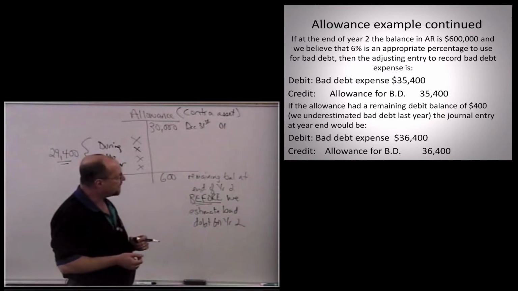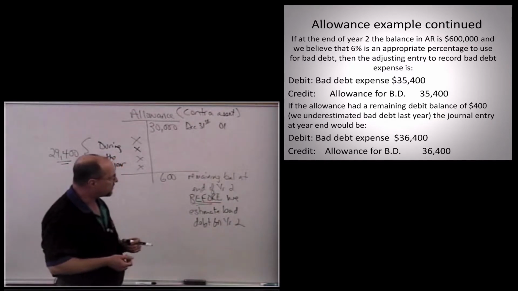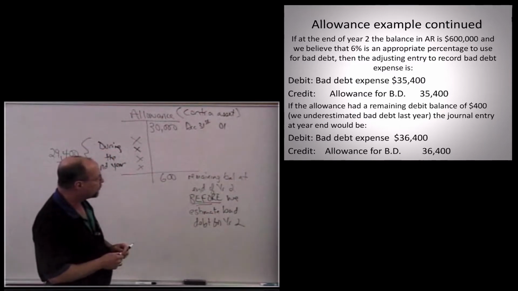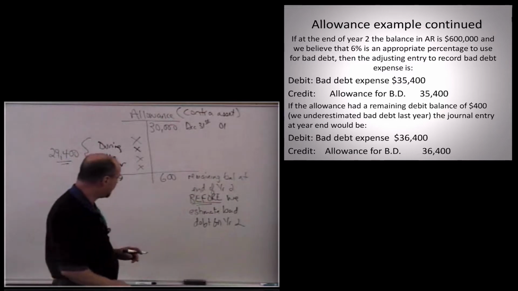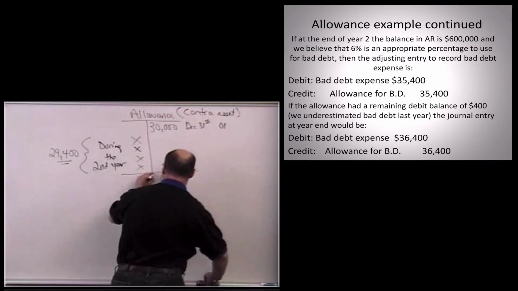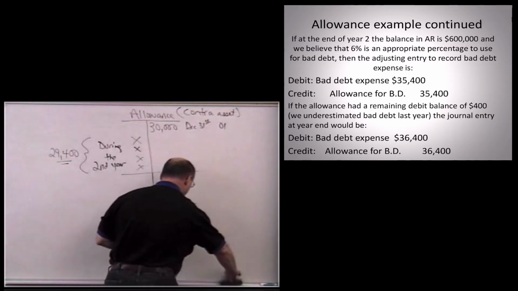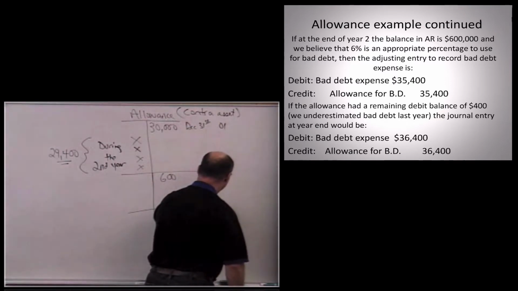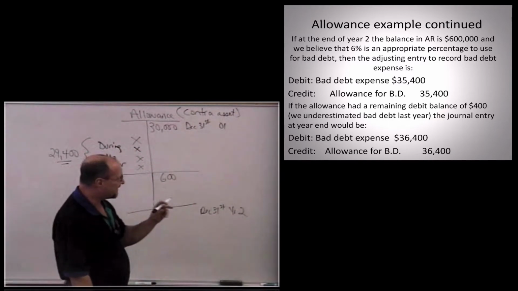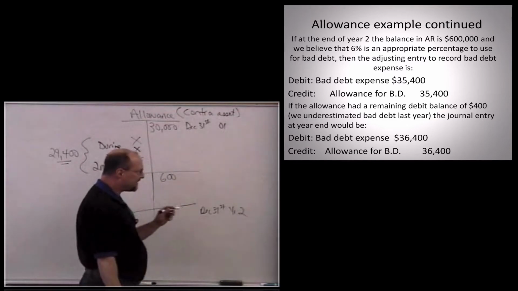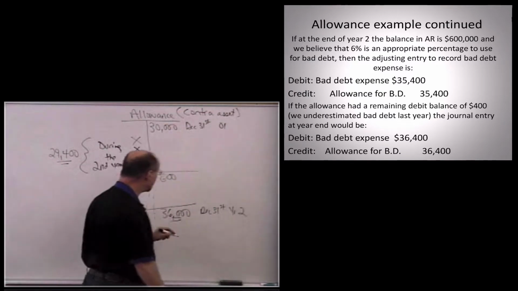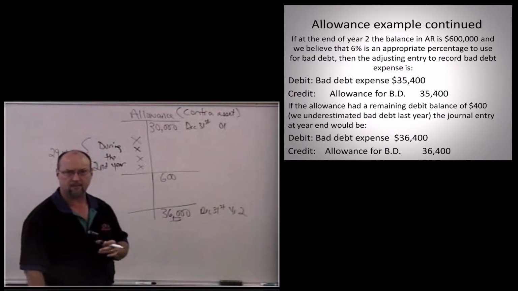Then the adjusting entry to record bad debt is: debit bad debt expense $35,400. How the heck did we come up with that? Credit the allowance for $35,400. Let's see what happened. I'm going to erase this since we have that on the previous slide. Now, on December 31st of year two, I multiply 600,000 times 6%, 0.06, and what that says is I believe that there's a total of $36,000 within accounts receivable that is uncollectible.